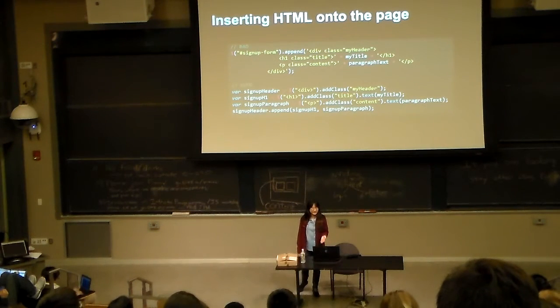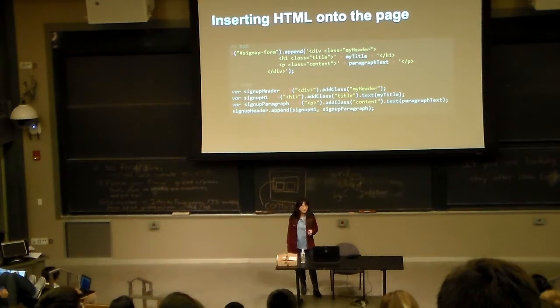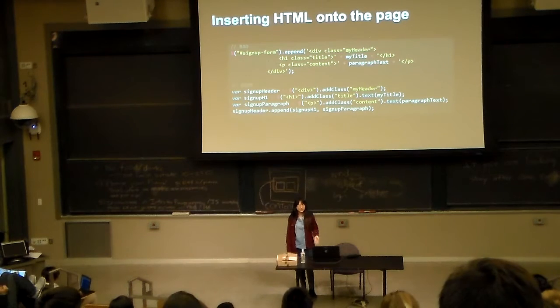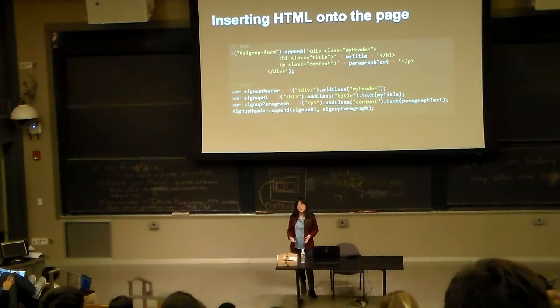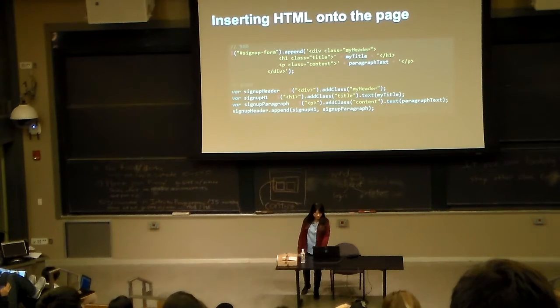Like sign up header is a div, and then you can actually chain functions on each other. So once you create the div, you add the class myHeader, and then you create this h1 element, and you add text, you add a title, you create the paragraph element, and at the very end, you append the h1 and the paragraph to your header. So in this way, you can build up your HTML using jQuery objects, and at the very end, append it to your HTML.